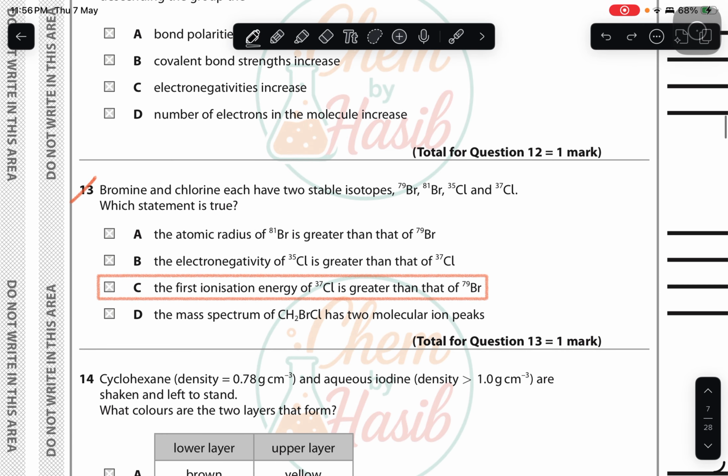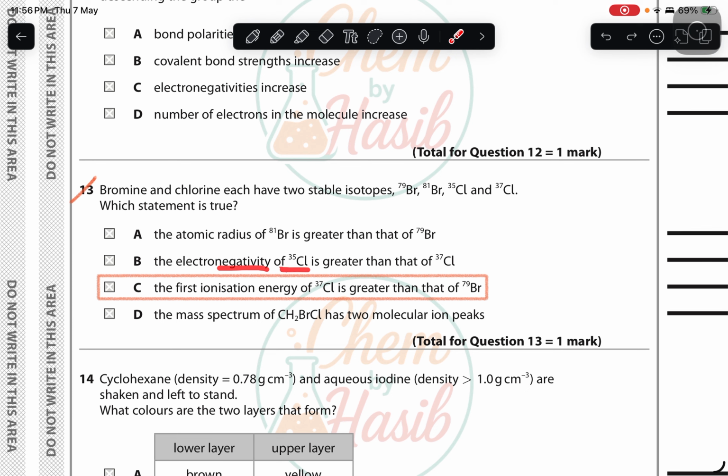It says bromine and chlorine each have two stable isotopes, 79, 81, 35 and 37. Which of the statements is true? It says the atomic radius of bromine 81 is greater than that of bromine 79. That's wrong. They just have a difference in their mass. They have different numbers of neutrons. Their mass is different. They have the same atomic radius because they have the same number of electrons.